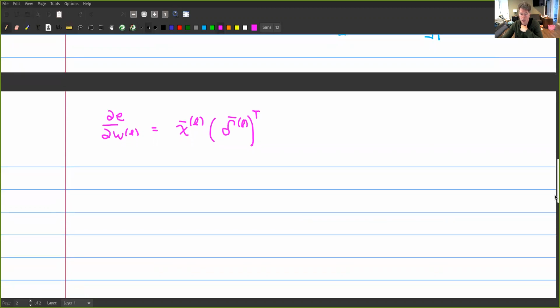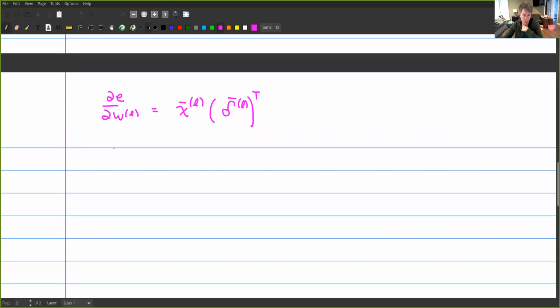So the way we're going to attack this is we are going to look at the derivative of E with respect to just one single weight in this matrix. One element of this matrix, because this is just the respective derivative with respect to each of these elements. So if we can do this, then we can put them together to get a final answer here. So we're going to use the chain rule here.